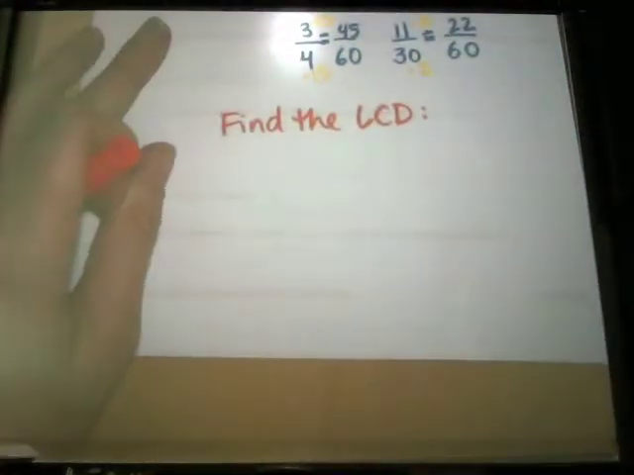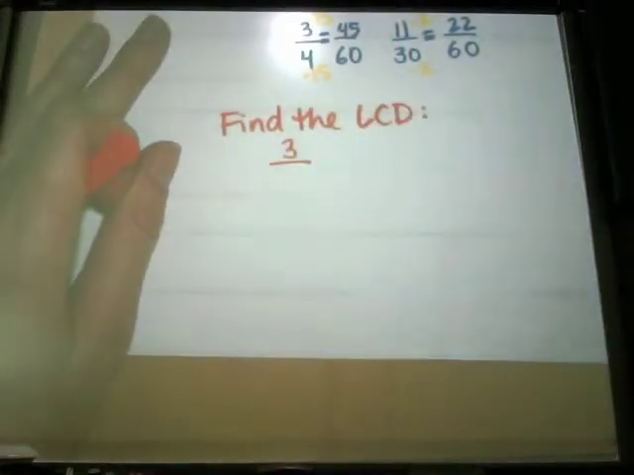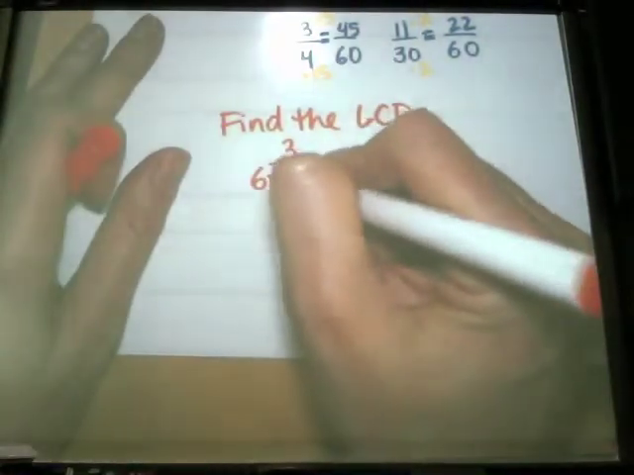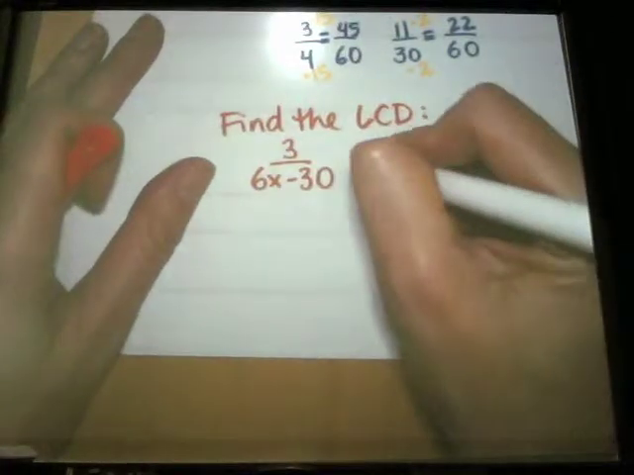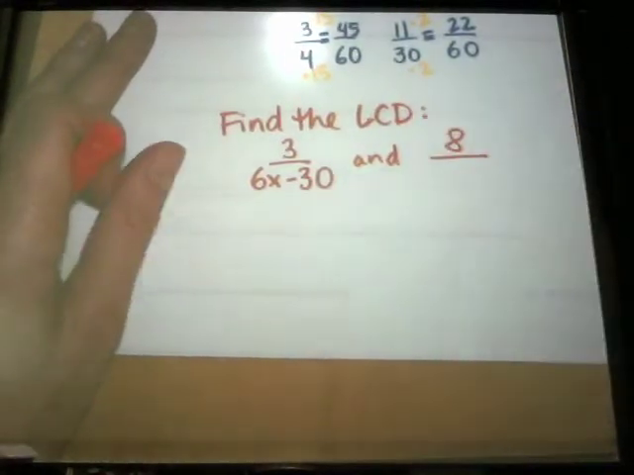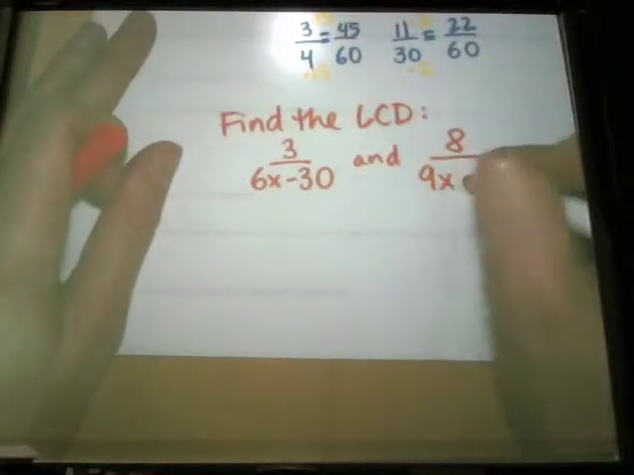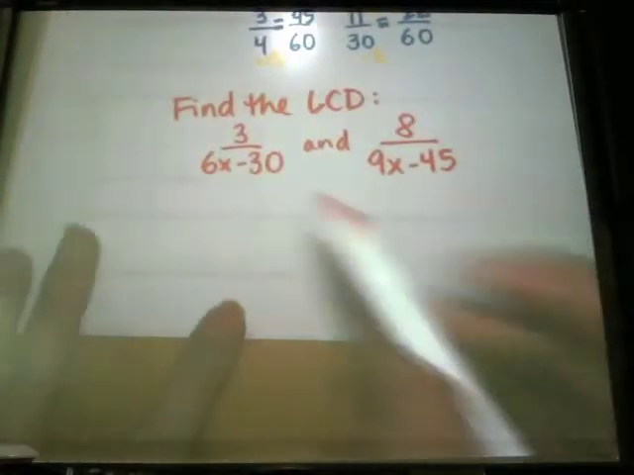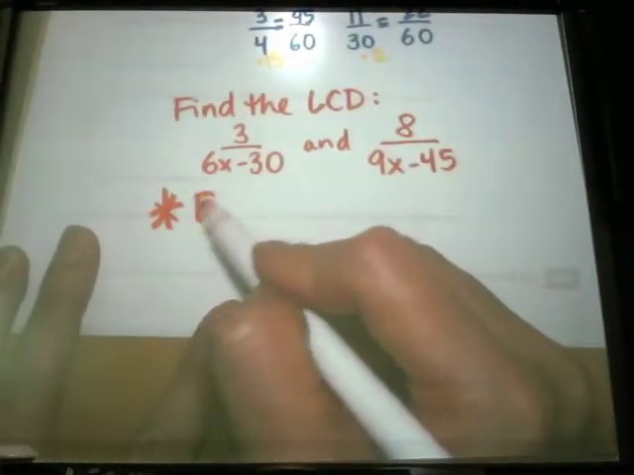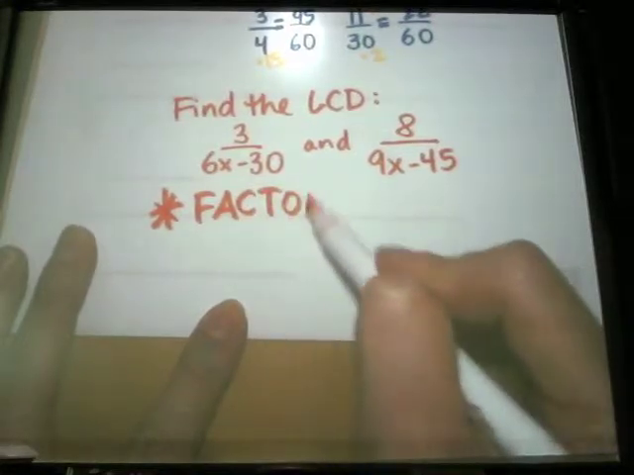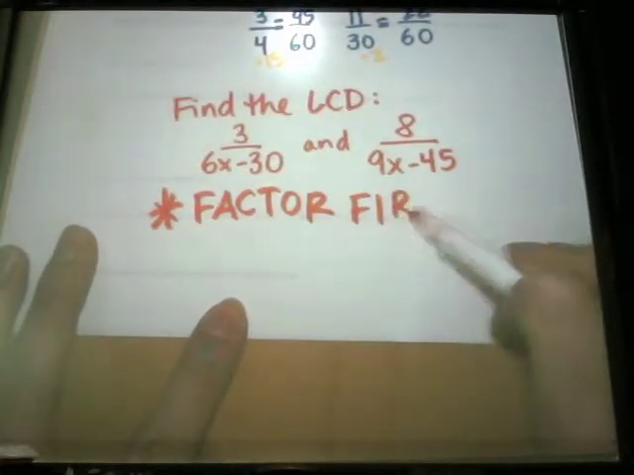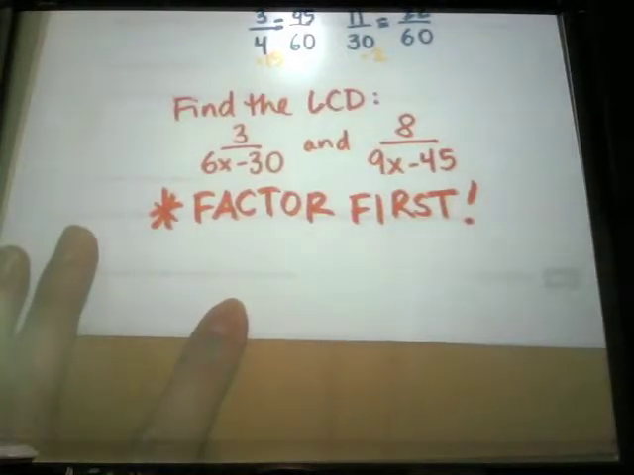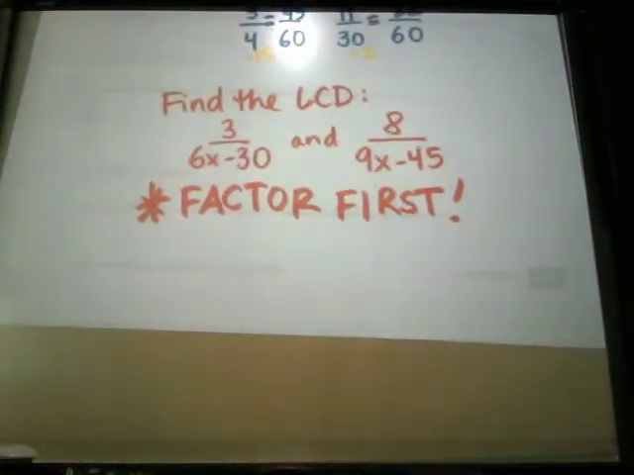Find the LCD for 3 over 6x minus 30 and 8 over 9x minus 45. Just like we were doing at the beginning of this chapter, you have to factor first. We have to factor to see what denominators we have.